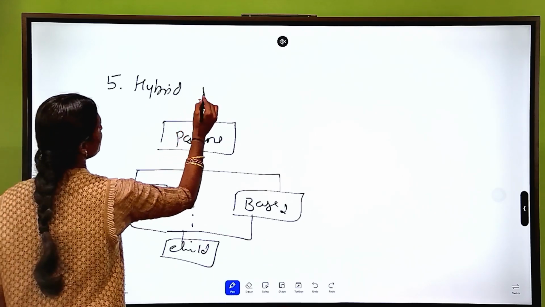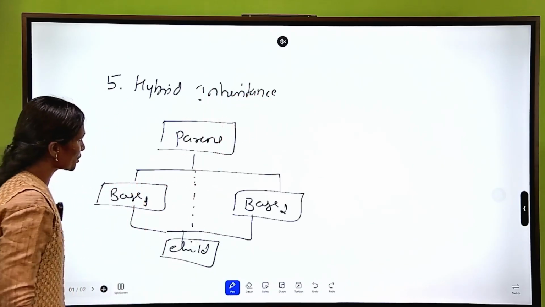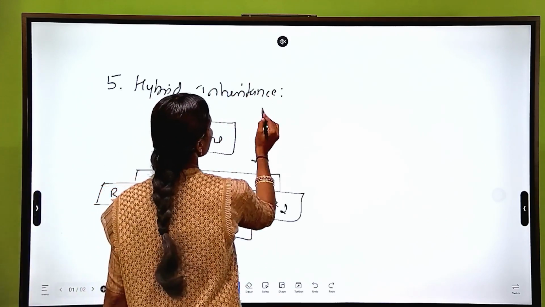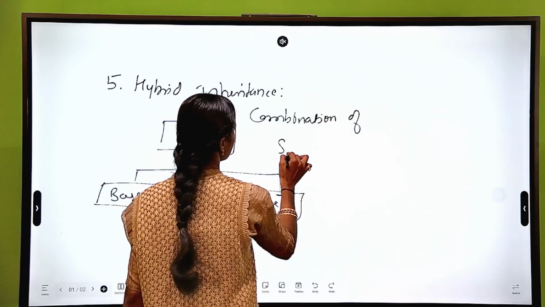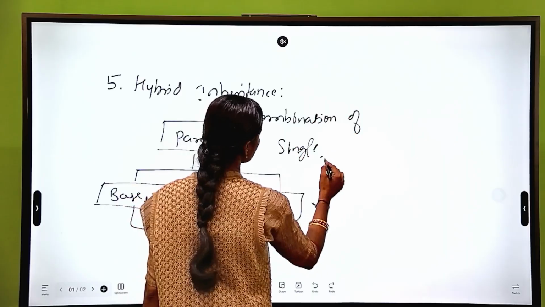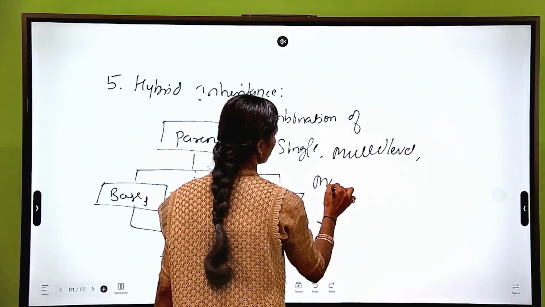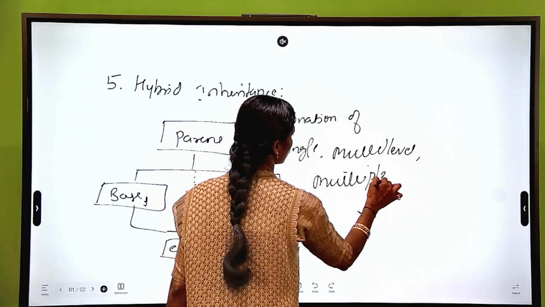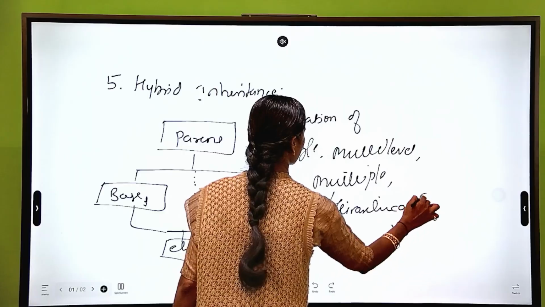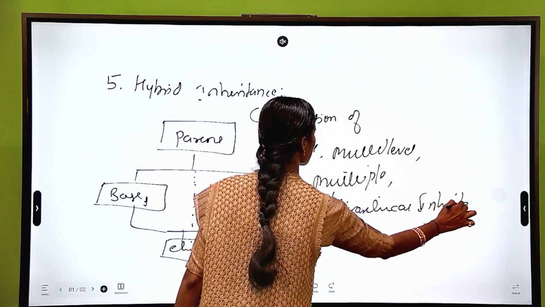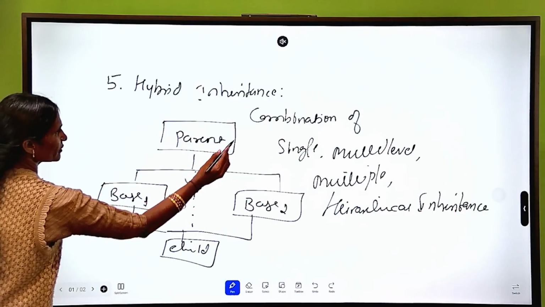How do you represent this? How are you going to define this? Hybrid inheritance is the combination of single, multi-level, multiple, and hierarchical inheritance. That is called a hybrid. Let us see that. Now the parent is here.